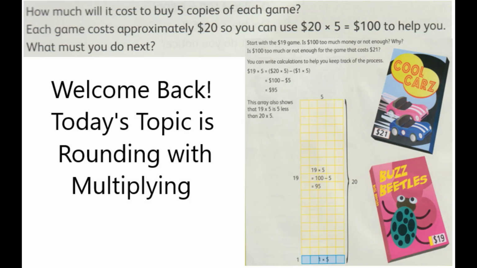So basically, as you can read here, it says each game costs approximately $20. So you can use $20 times 5 equals $100 to help you. Okay, and then this is what we're going to do next.